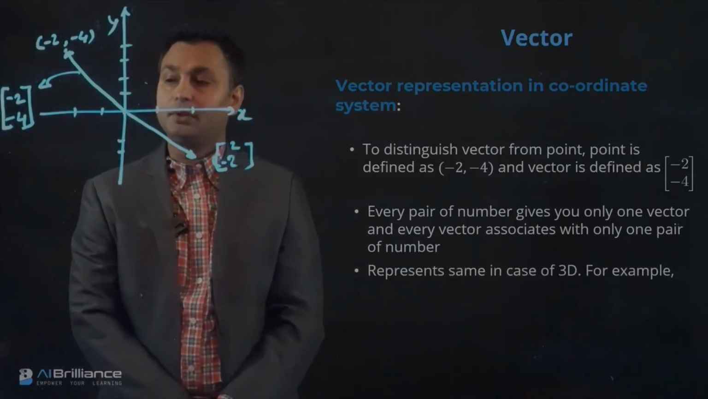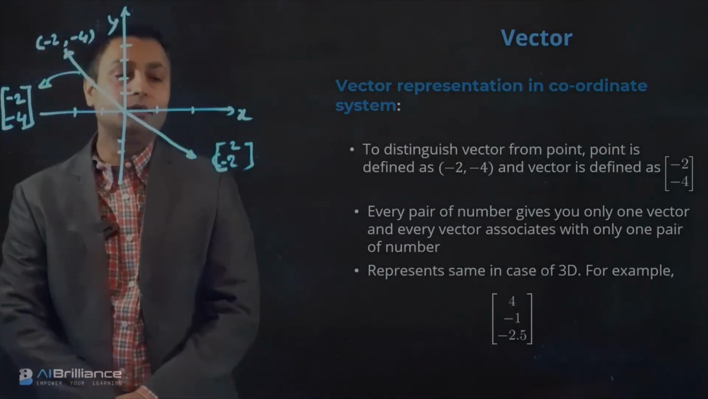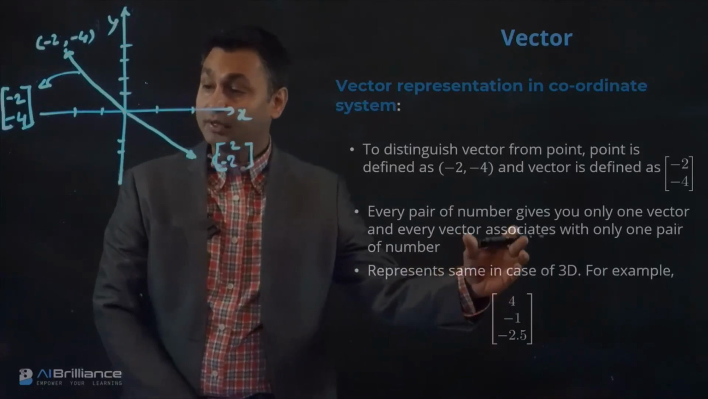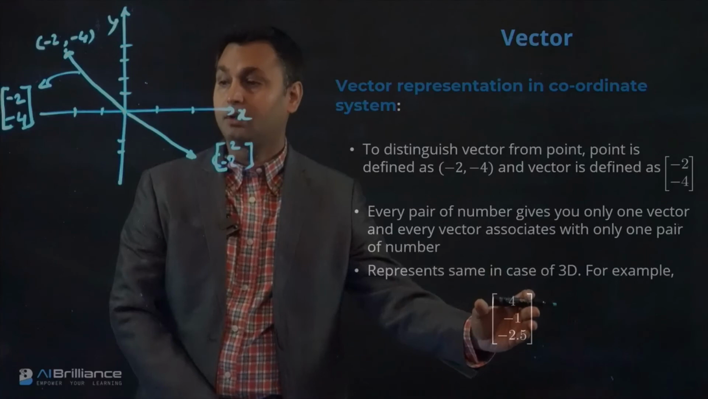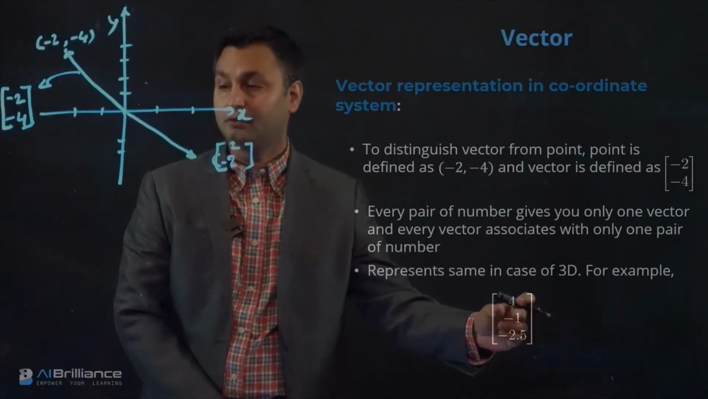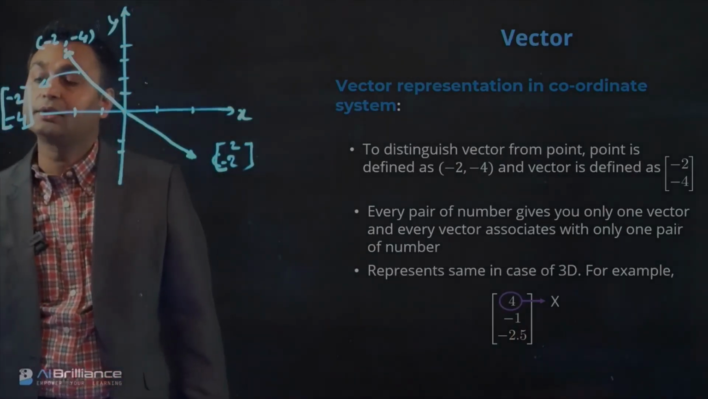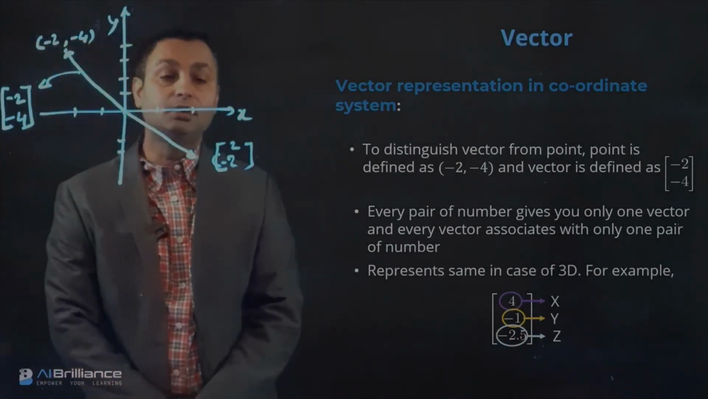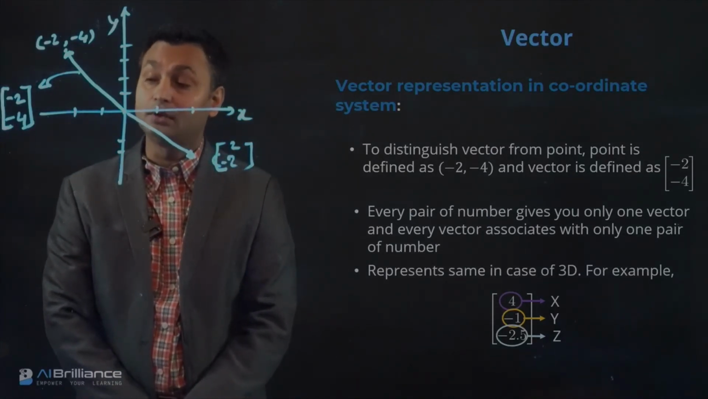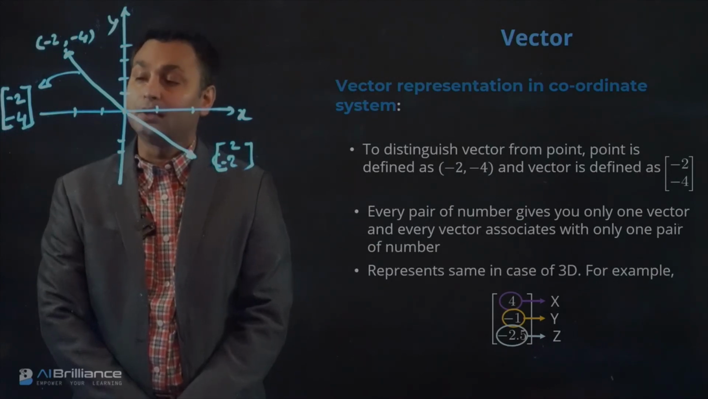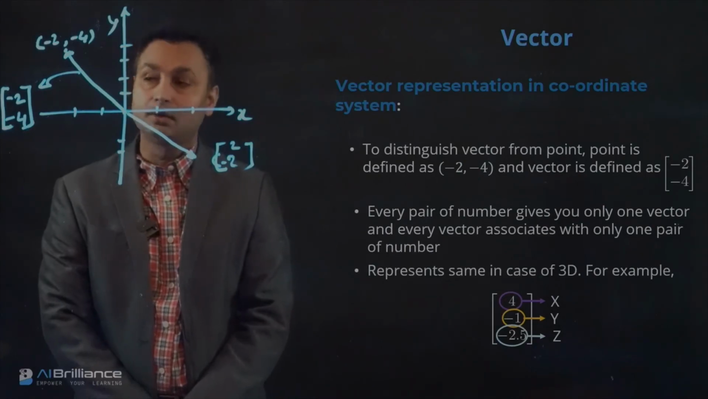Similarly, we can represent vectors in three dimensions. Since in 3 dimensions we will need 3 numbers to represent a given vector, we will be using this notation of square brackets. Inside that there will be the first number, second number and third number, which each represent the x, y and z coordinates of the location of the tip of the vector when the tail of the vector is at the origin. So that is what the vector actually represents in the coordinate system.